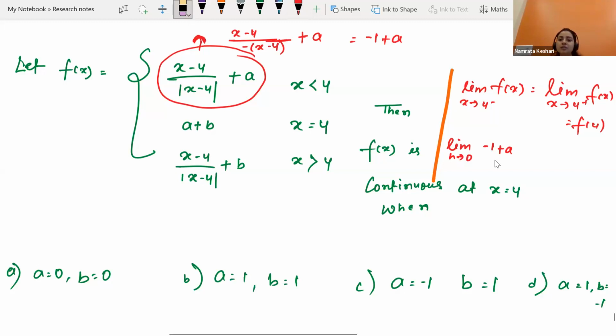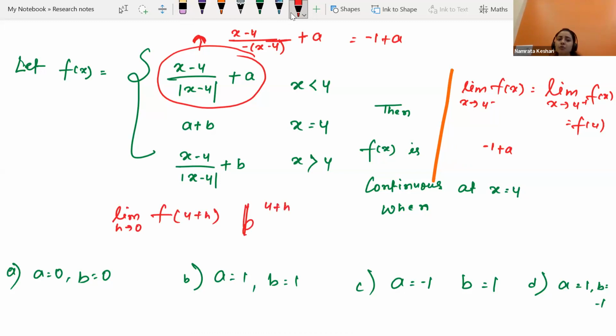For the right hand limit, we get it the exact same way. In the denominator we have mod of x minus 4. If you want to use h, we can: h tends to 0, f of 4 plus h. In the numerator it will be 4 plus h minus 4, and in the denominator mod of 4 plus h minus 4. Just h is there, so h comes out, and plus b stays as it is. So we get b plus 1. The left hand limit is minus 1 plus a, the right hand limit is b plus 1, and the function's value at 4 is a plus b.